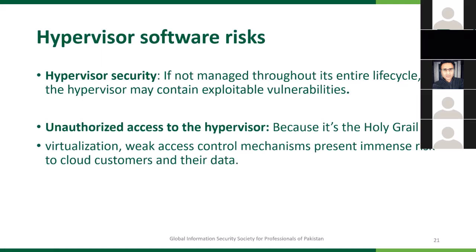So hypervisor software security risks: if not managed through its entire life cycle, the hypervisor may contain exploitable vulnerabilities. Again, in a type 2 hypervisor, that is a big risk. You can reduce this risk by using a type 1 hypervisor. Unauthorized access to the hypervisor: again, the hypervisor is the holy grail of virtualization. So weak access control mechanisms present immense risks to the cloud customer and their data.